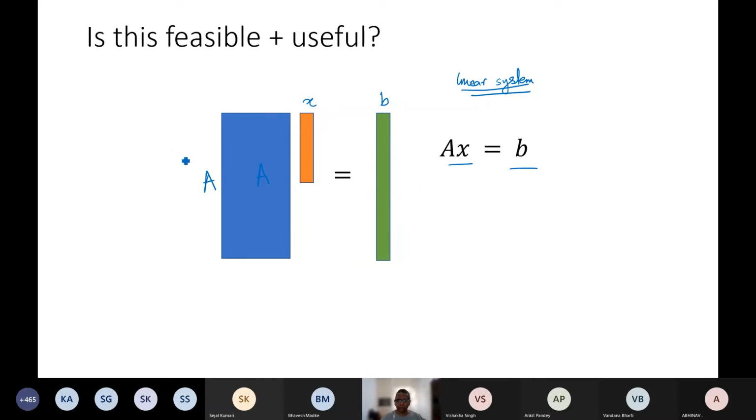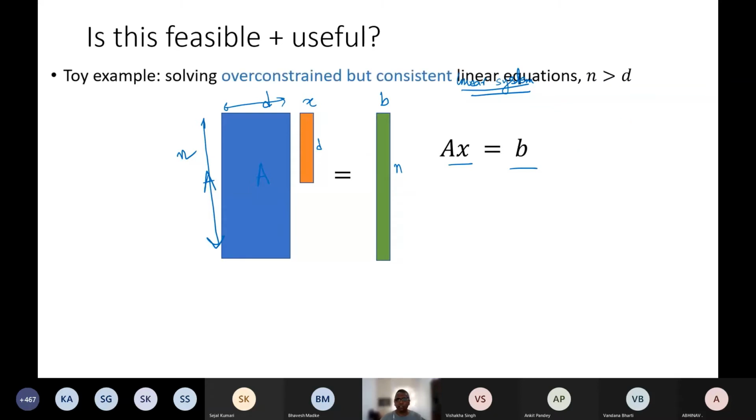Just for notation, we call this n and we call this d. So n is the number of constraints or data points, and d is the number of features. Basically, x is of dimension d and b is of dimension n. So AX equal to B. We all know how to solve it. For over-constrained but consistent linear systems, there's a closed form solution. We all know how to solve it using Gaussian elimination, etc. But you can write down the closed form solution by calculating A transpose A inverse A transpose B.